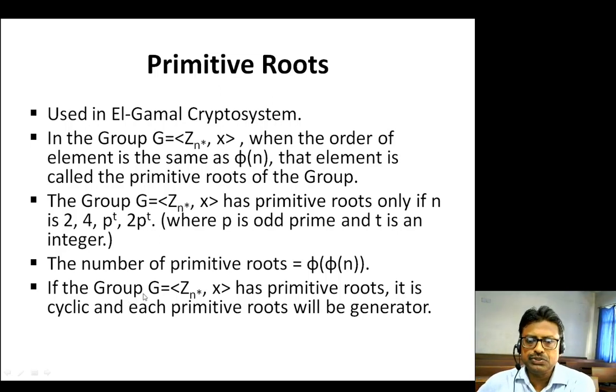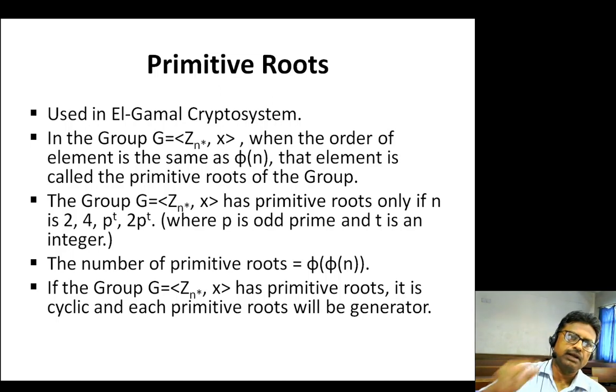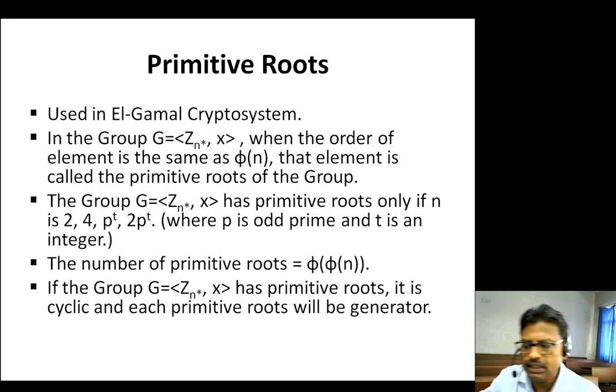If the group Zn star under multiplication has primitive roots, then it will be cyclic also. And all these primitive roots will be generators. What is a cyclic group? In a cyclic group, out of the many elements present in the group, there should be at least one element which is able to generate all the elements of the group. That group is called a cyclic group and that element is called a generator. So if we have primitive roots within the group, those primitive roots will be generators.